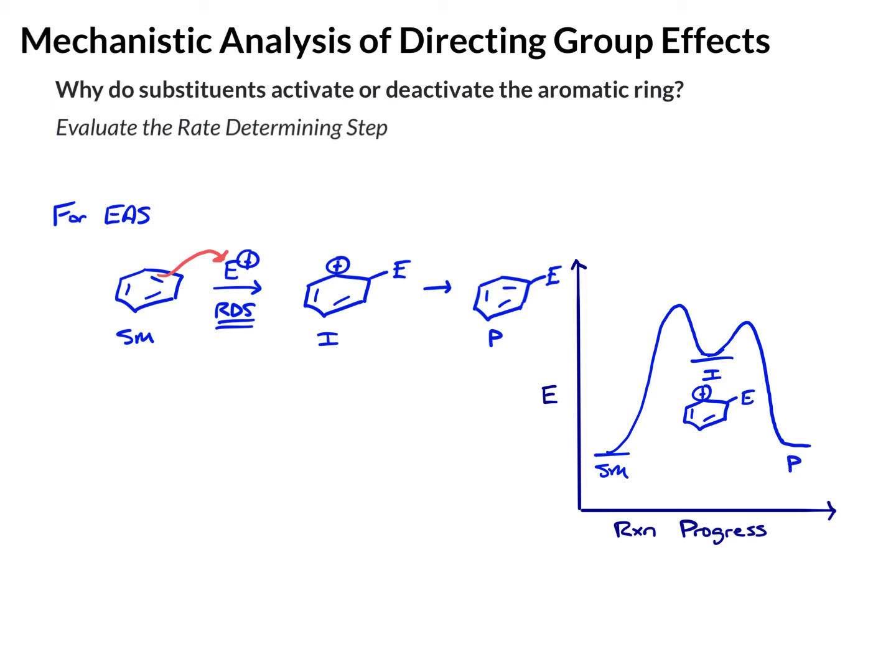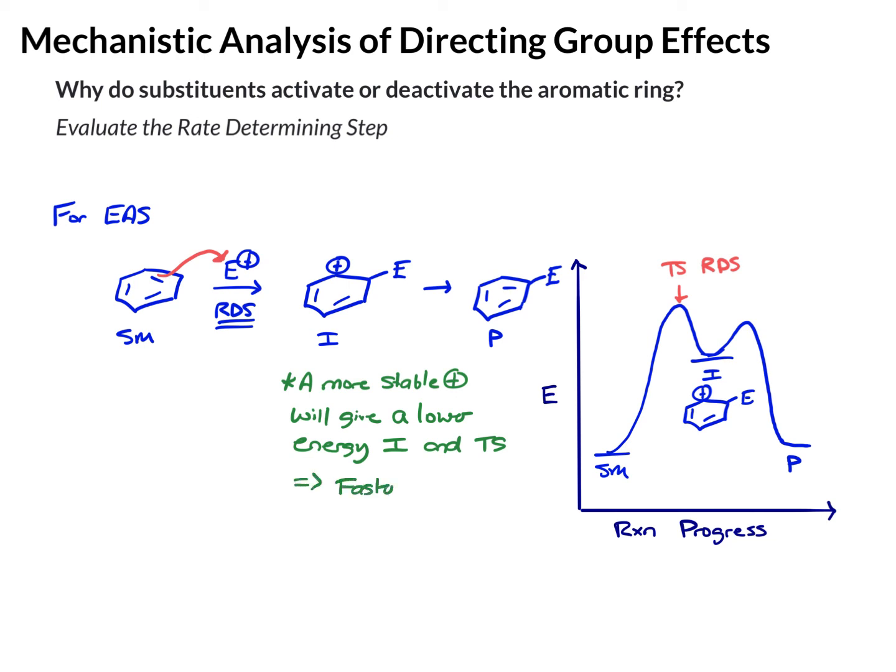So here is the transition state for the rate determining step. And what we're doing in this step is forming carbocation character on that carbon to get to the intermediate. So the whole key to this is going to be a more stable positive charge will be a lower energy transition state. So written out, a more stable positive will give a lower energy intermediate, and that will also lower the energy of this transition state, which equates to a faster reaction.